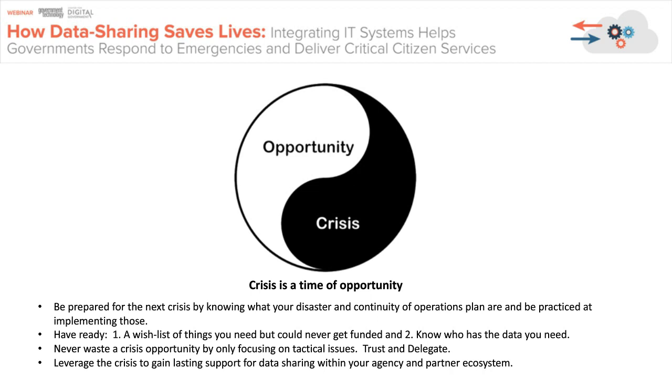And finally, never waste a crisis opportunity by only focusing on tactical issues. Don't be the CIO or the programmatic leader who feels that because it's a crisis, they have to make every decision. You need to trust your staff and delegate as many tactical decisions as possible, so you can focus on leveraging the crisis to gain lasting support for your overall strategies, and specifically for data sharing within your agency and the partner ecosystem. There's never going to be a better time for that.